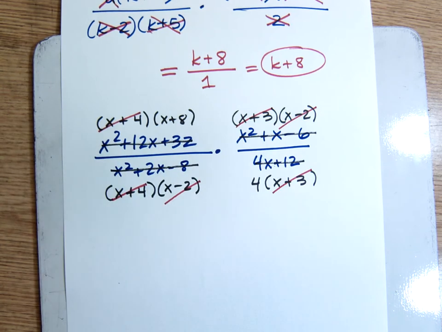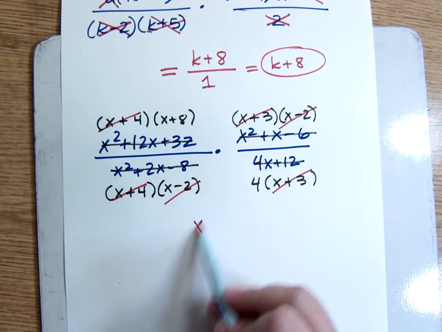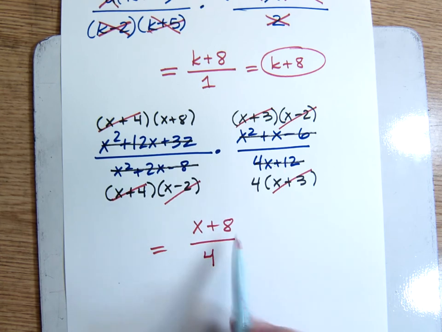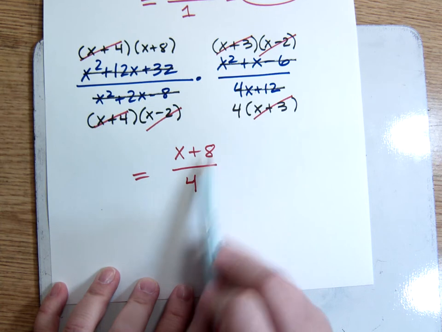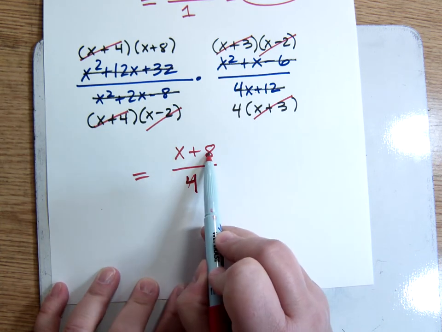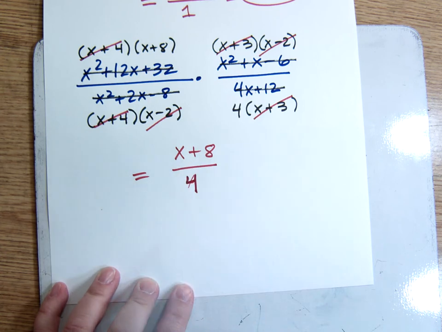All that's left in the numerator is x plus 8. All that's left in the denominator is 4, and these guys cannot cancel because I can't take a 4 out of this entire expression. The 8 is married to the x. We can't break them up. And that's my answer.